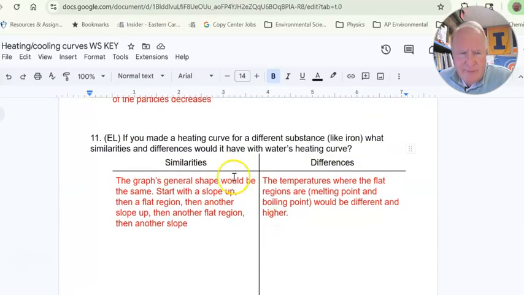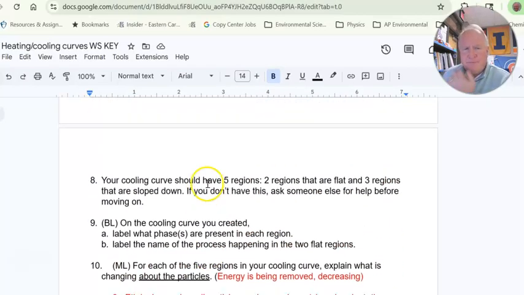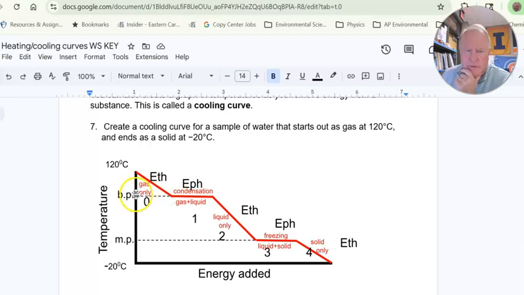And then the last thing was, if you made a heating curve with a different substance like iron, what similarities and differences would you see? So we've been using water, so we said the boiling point is 100, and we put the melting point as 0. So what do you think with iron?